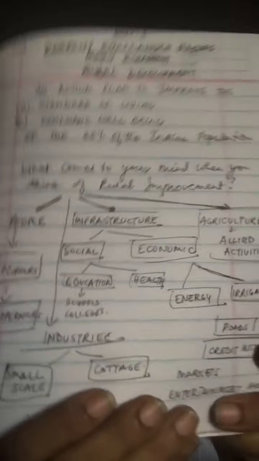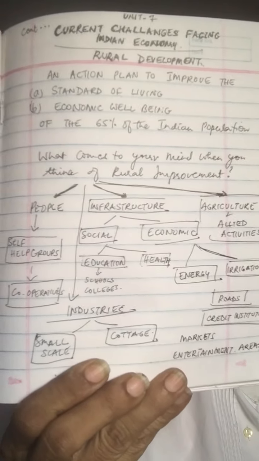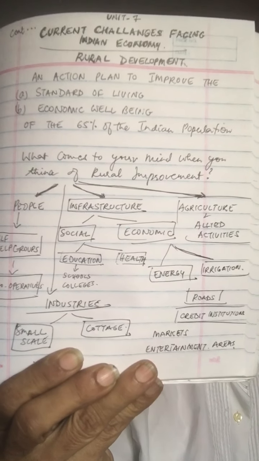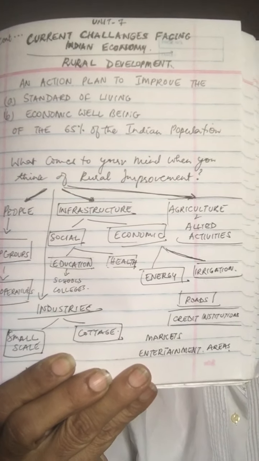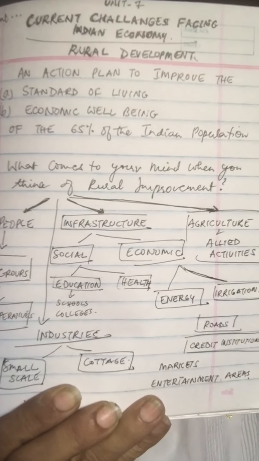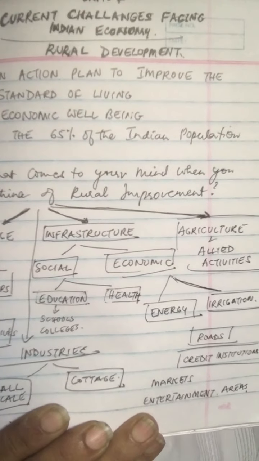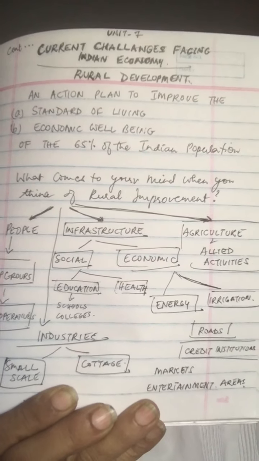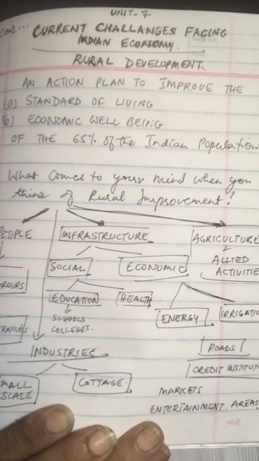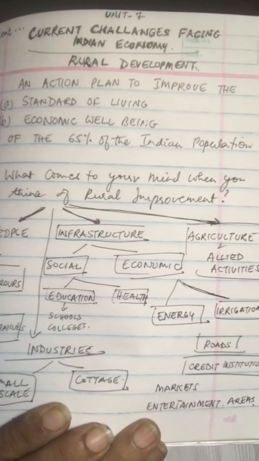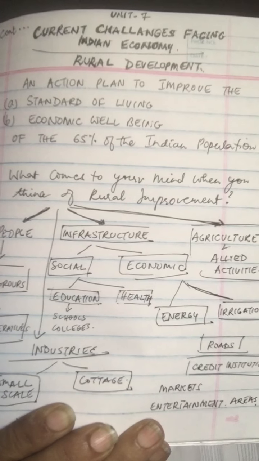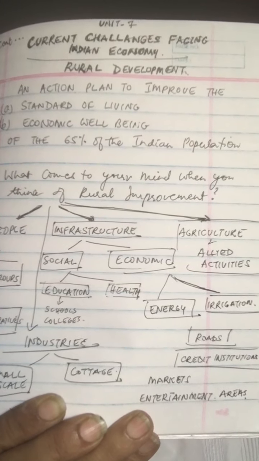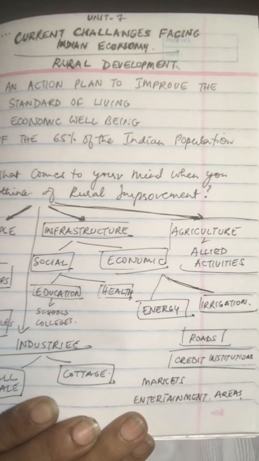So I just want you to see all that you can do to improve a village. This is what is rural development. Rural development is a continuous process of improving the quality of life and economic well-being of people living in rural areas. And especially you will go to areas which are backward or lagging behind.